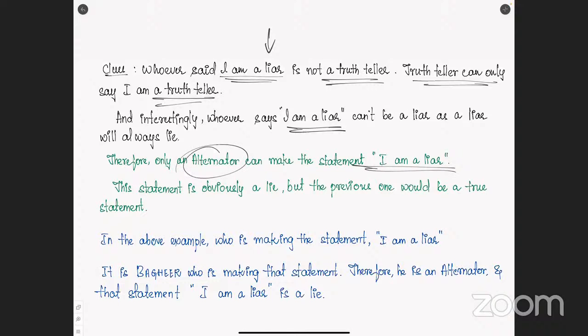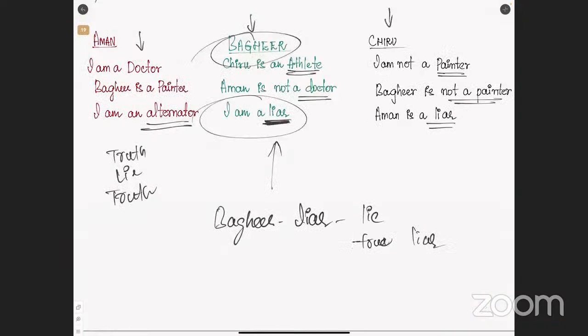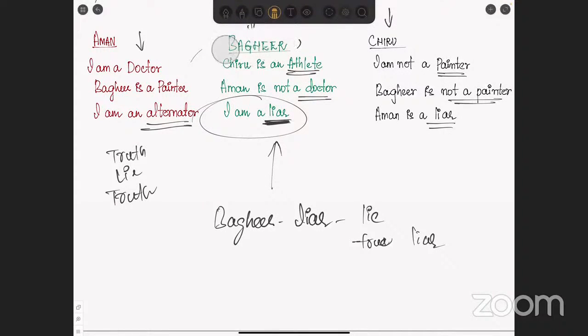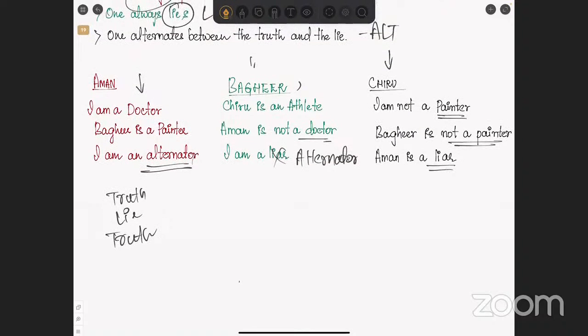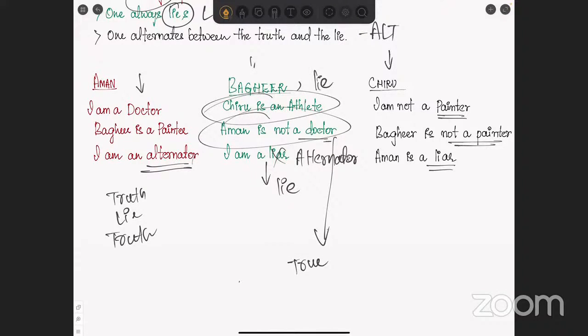So now who is this Baghir? Baghir is the alternator, meaning one statement is a lie, another statement is true. Now we just proved that he cannot be a liar, because Baghir is an alternator. So if this statement is a lie, his previous statement will be true, and the statement previous to that will be a lie. And his next statement will be true once again. So it will be like lie, truth, like that. It will go on, alternating between truth and lie.